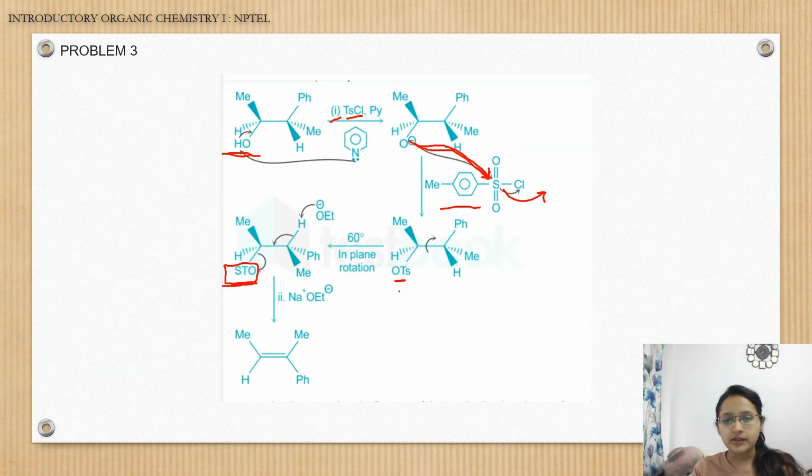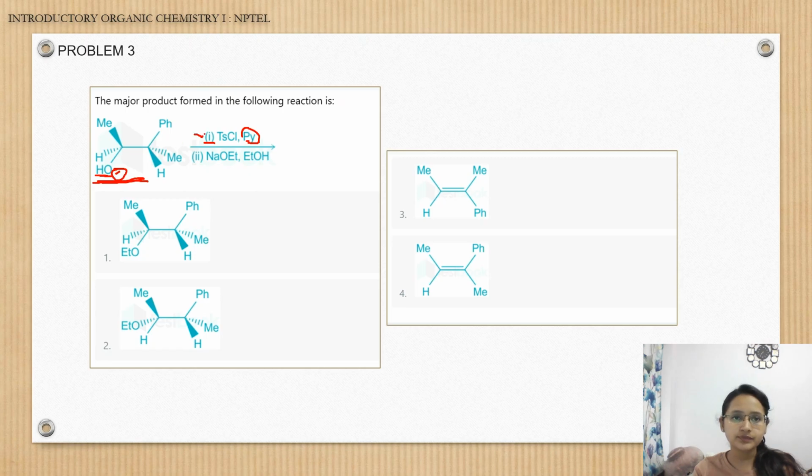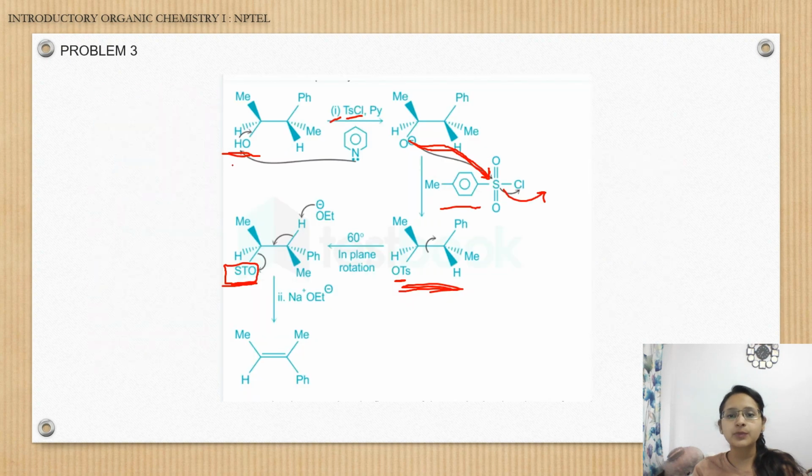Is it clear now? This OTs protection happens in case one. So the first reaction is completed with the protection of OH to OTs. Now in the second case, what have they treated it with? This is again the sodium ethoxide and ethanol, which they have treated the tosylated starting material with. So this is again a very strong base. What does this strong base do? It will abstract a proton.